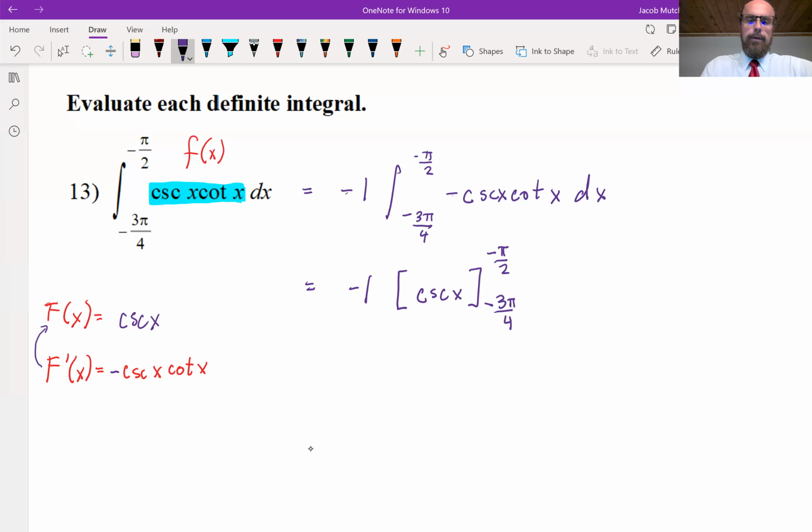And we'll evaluate by plugging in or substituting my limits. Here I've got the cosecant of -pi over 2, the upper limit, minus cosecant of -3 pi over 4, the lower limit. And we're ready to evaluate these trig identities for cosecant. So remember, cosecant is the inverse of sine of x.